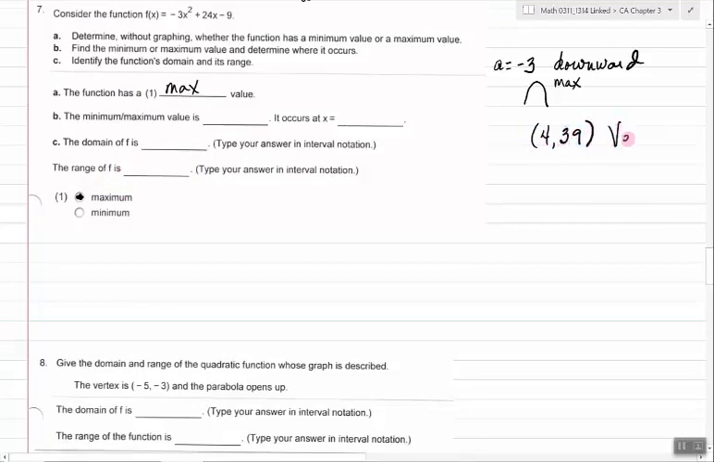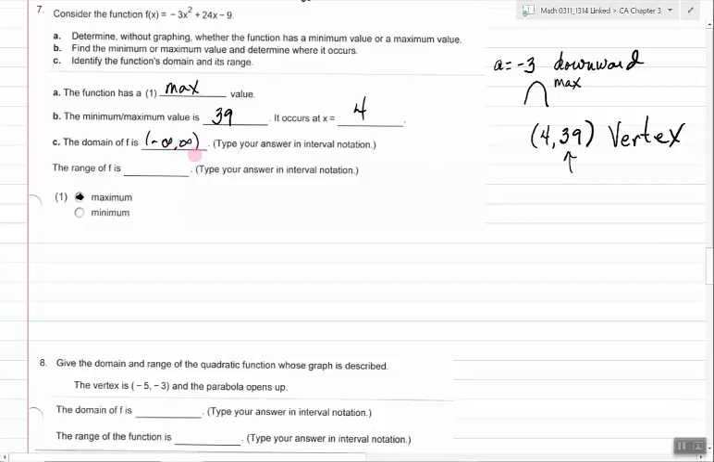That's the vertex. That saved me a lot of work of having to do h is equal to negative b over 2a and so on. So the min or max value, well, it's a max, is 39, and it occurs at x equals 4. The domain is, again, negative infinity to positive infinity.